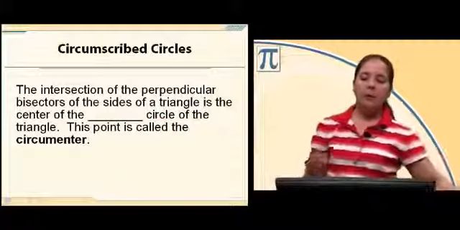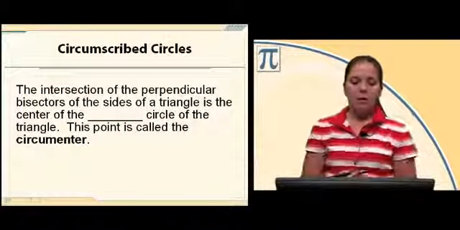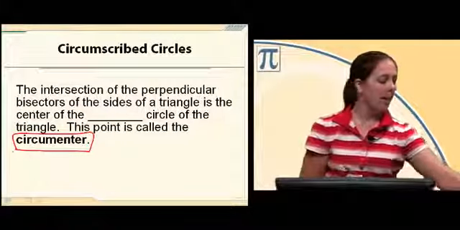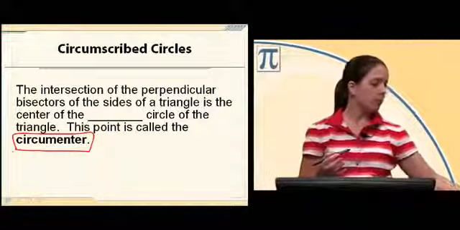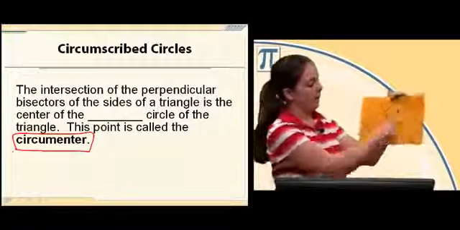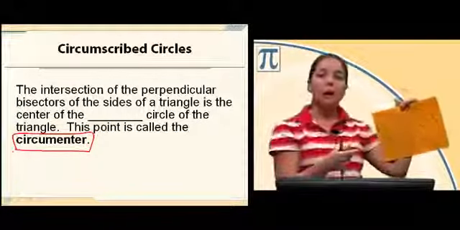The intersection of the perpendicular bisectors of the sides of a triangle is the center of the blank circle. This point is called the circumcenter. Okay, so we have my perpendicular bisectors. Got 3 perpendicular bisectors. Draw a circle. That circle circumscribes the triangle.